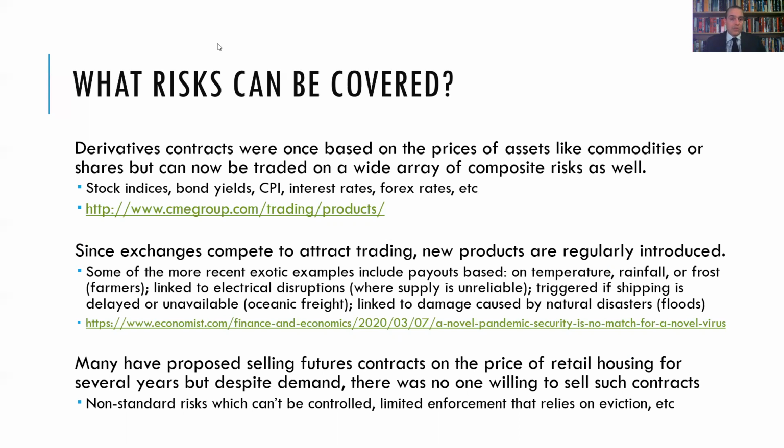Interestingly enough, some people have actually proposed trying to sell futures contracts, or rather buy futures contracts, based on the price of retail housing. And this has been floated around for several years now. But despite there being a lot of demand of people hoping to lock in their high prices for the future, what we've consistently seen across a number of countries is that there's no one willing to sell those kinds of guarantees. Ultimately, there are a lot of non-standardized risks that can't really be controlled for when it comes to housing. There may be limited enforcement that ultimately relies on eviction, and most market makers in this space have ultimately determined that it is simply too risky for their blood.